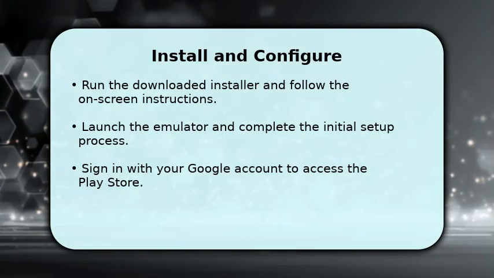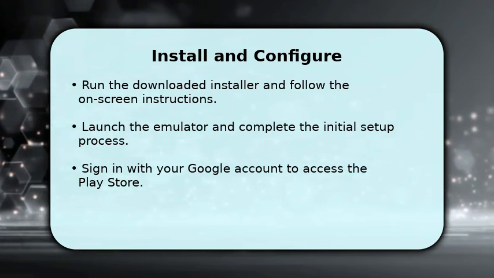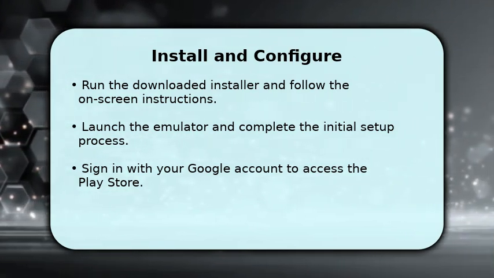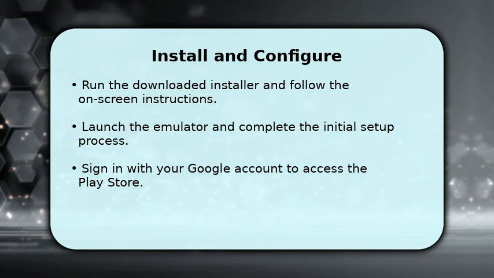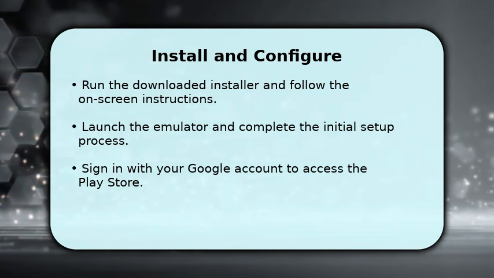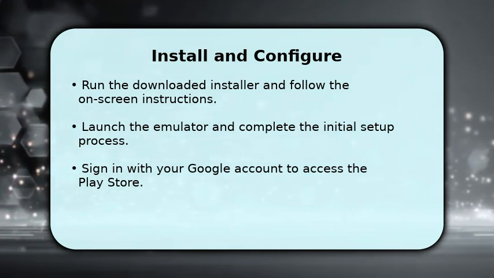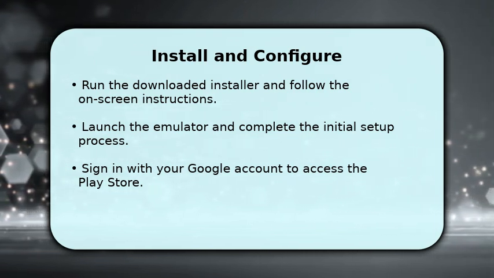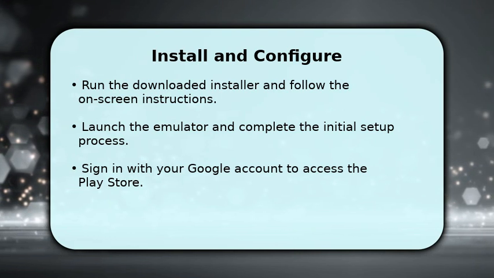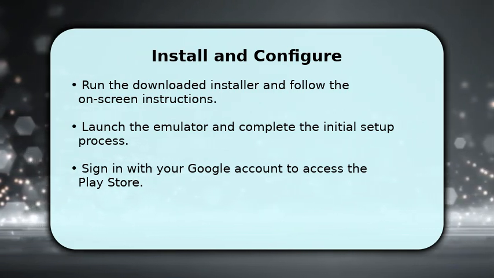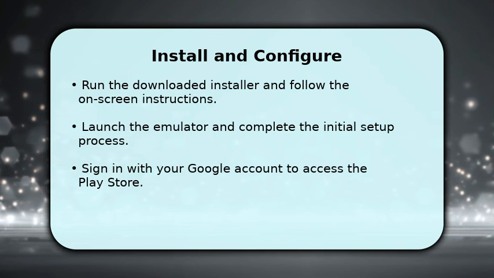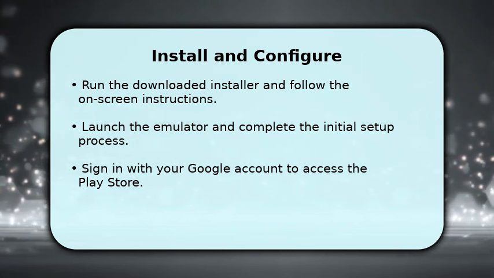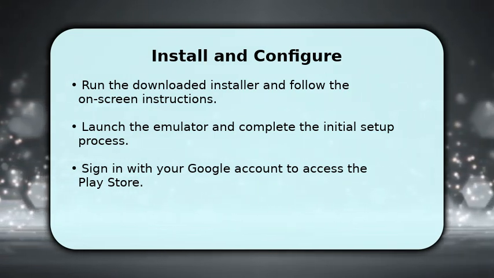Once you have downloaded your chosen emulator, locate the installer file and run it. Follow the straightforward on-screen instructions to complete the installation process. After installation, launch the emulator for the first time. You will then be prompted to complete an initial setup, which typically involves agreeing to terms and signing in with your Google account. This Google sign-in is essential for accessing the Google Play Store and downloading games.